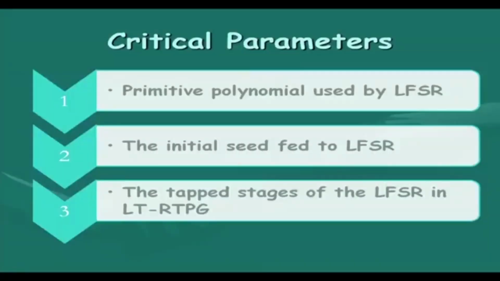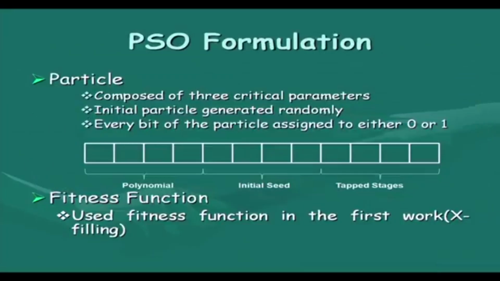So, all three turned out to be critical parameters: the primitive polynomial used by the LFSR, the initial seed that we feed to the LFSR, and the tapped stages of the LFSR. So, all of them become critical. When all of them become critical, how do we work? Again, we use a particle swarm optimization based formulation.